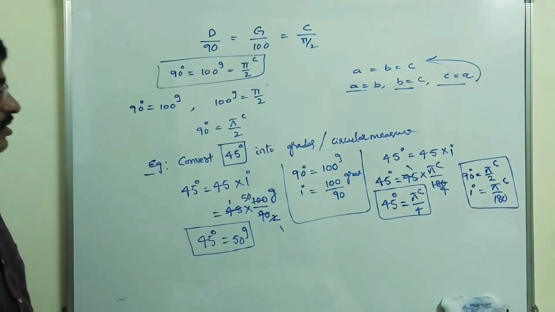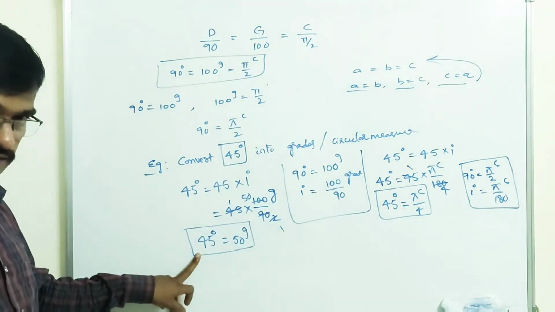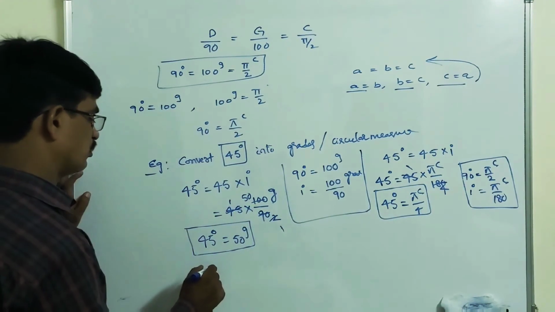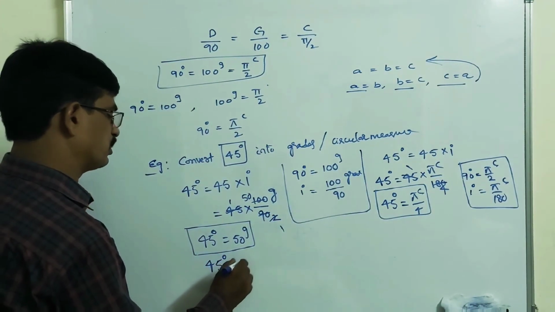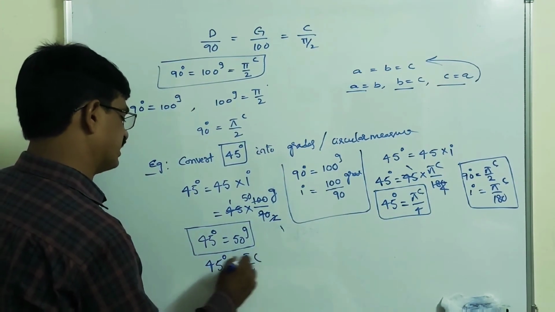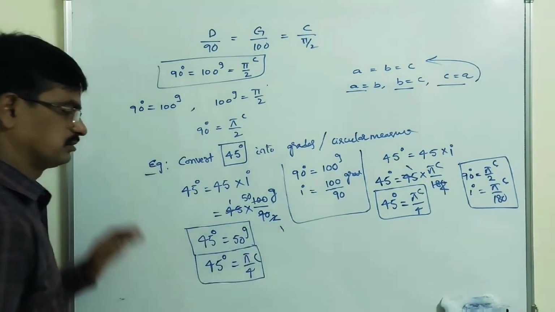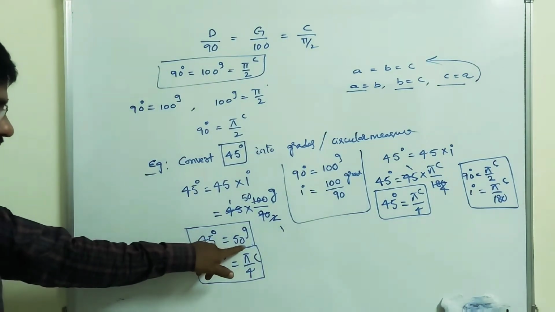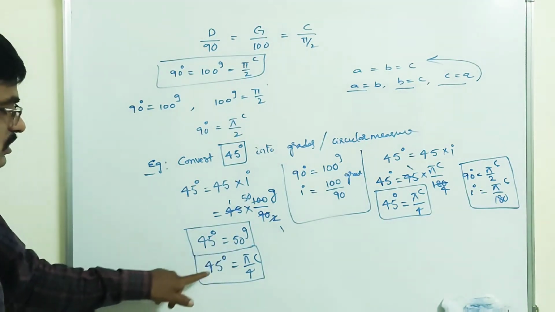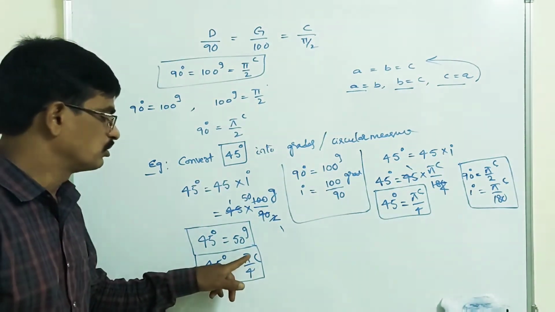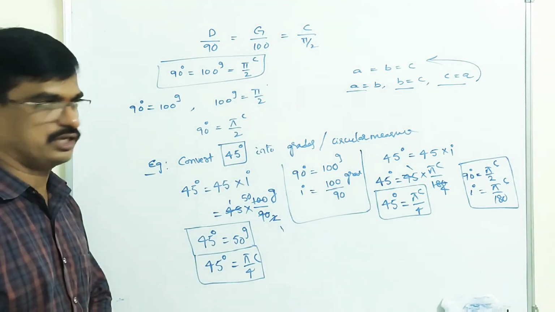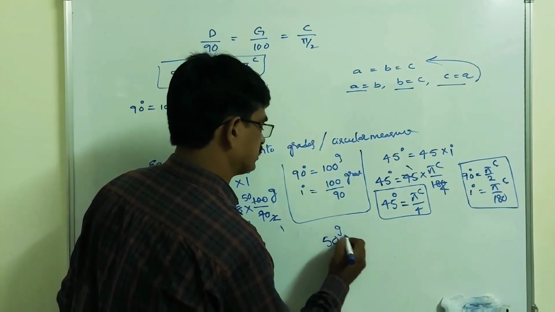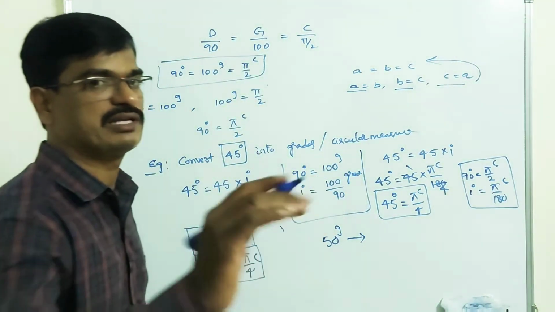See here, 45 degrees is equal to 50 grades. Again, 45 degrees we proved is pi by 4 radians. Is 45 degrees equal to 50 grades? 45 degrees is equal to pi by 4 radians. Okay, so once we check it, we convert 50 grades into the sexagesimal system.